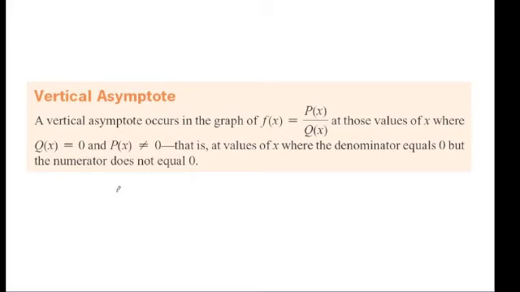A vertical asymptote often occurs in the graph of a rational function. It's at those values of x where q of x equals 0 and p of x does not equal 0. That is, the values where the denominator equals 0, but the numerator does not. On an x and y axis, maybe we have a vertical line here, where the graph might look like that, and like that, and comes close to this asymptote but does not cross it.